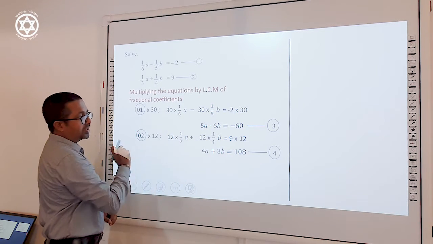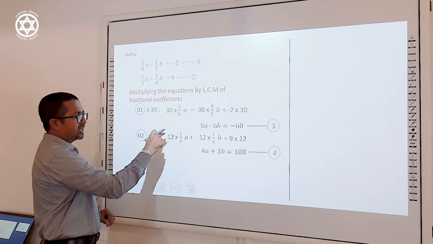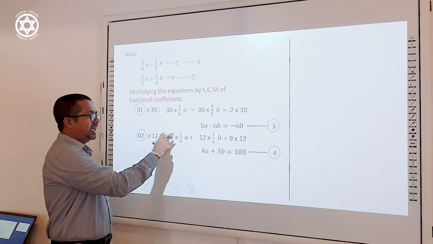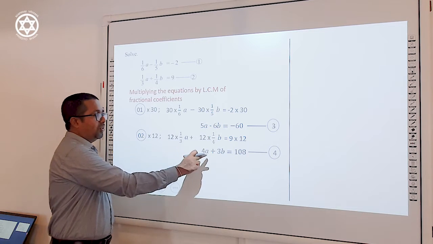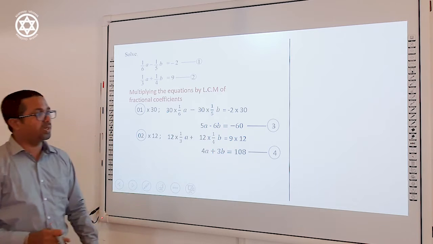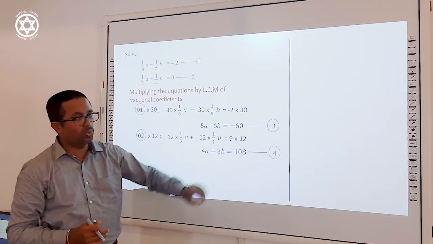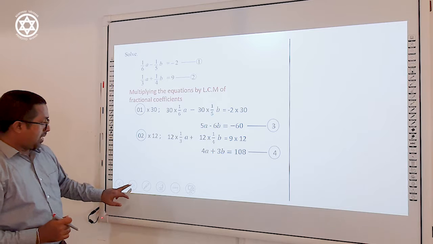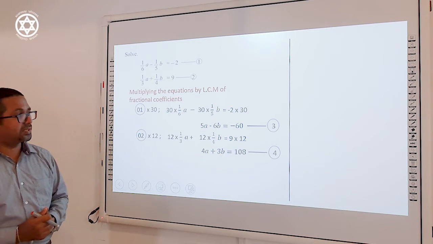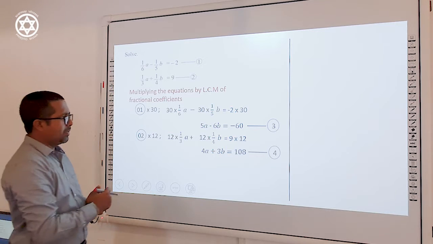You know how to simplify a fraction multiplied by a whole number, right? You can simplify it. 4 times a, 4a, and 3b. 9 times 12 is equals 108. You can take it as the fourth equation. Then we have two equations with no fractional coefficients, so we can move to the next part.